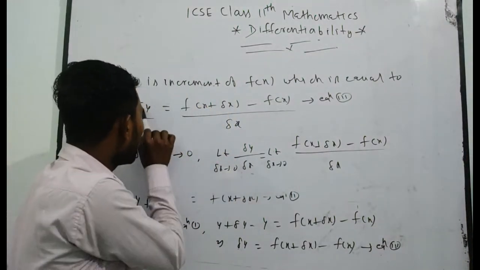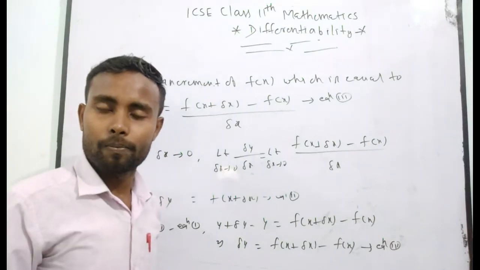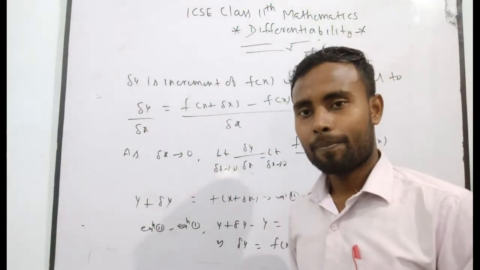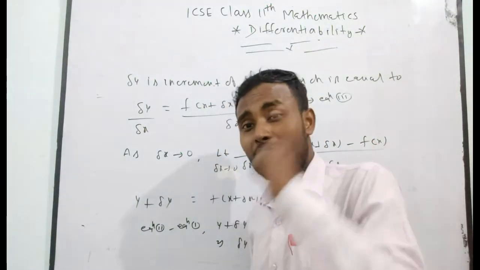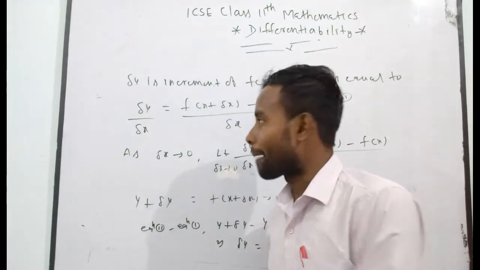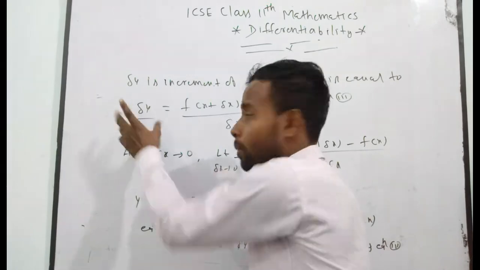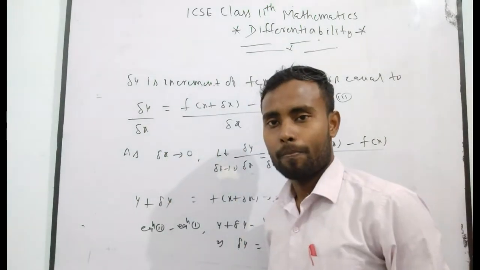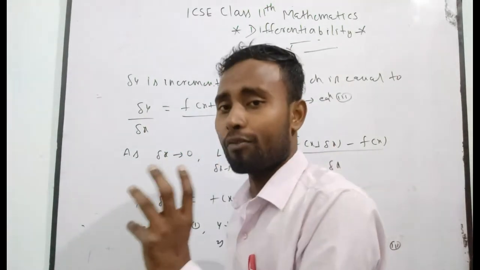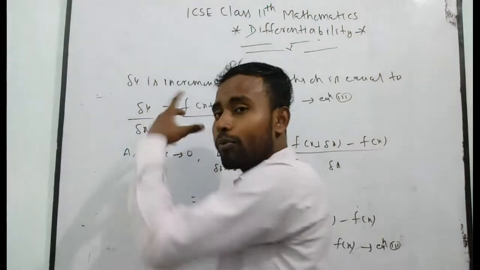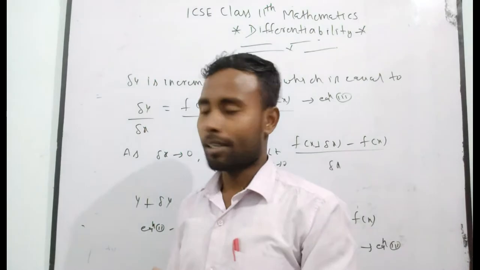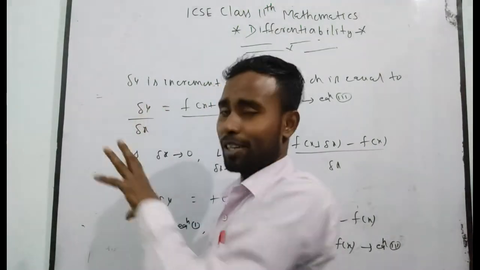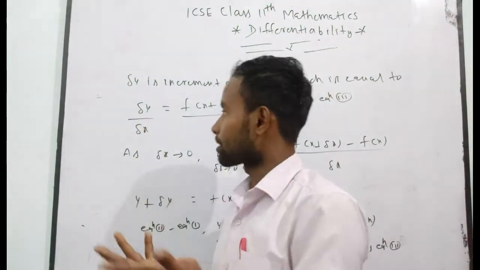Now see here, del y by del x. What is this? This is nothing but the ratio of the increment of f(x) with respect to the increment of x. That means the ratio of the increment of y and the increment of x, or you can also say the ratio of the increment of f(x) and x, because y is equal to f(x).